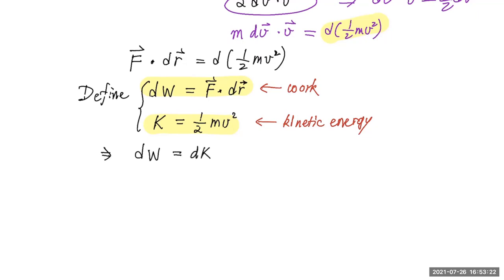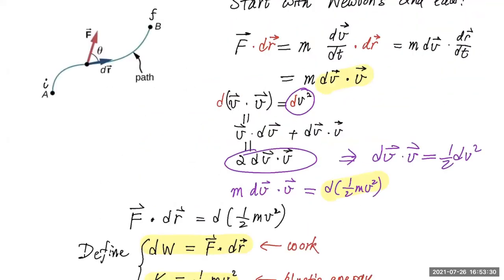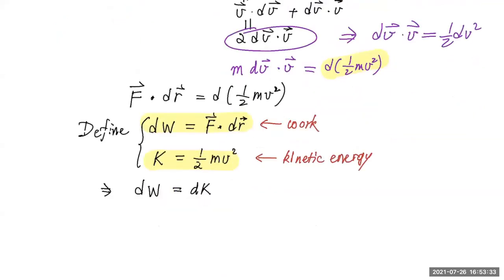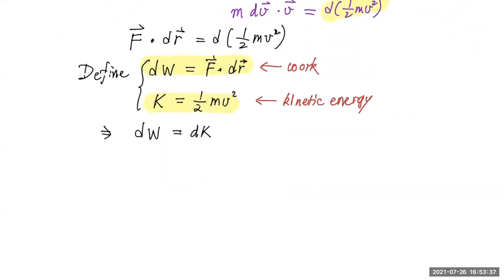Now, that is only what happens over the infinitesimally small amount of displacement. Suppose I want to look at the total effect from initial to final, from this point A to point B. Then what is the overall effect of this force? Then I have to integrate, right? So I integrate, then I get the integral of dW from initial to final equals what? The integral of dK from initial to final.